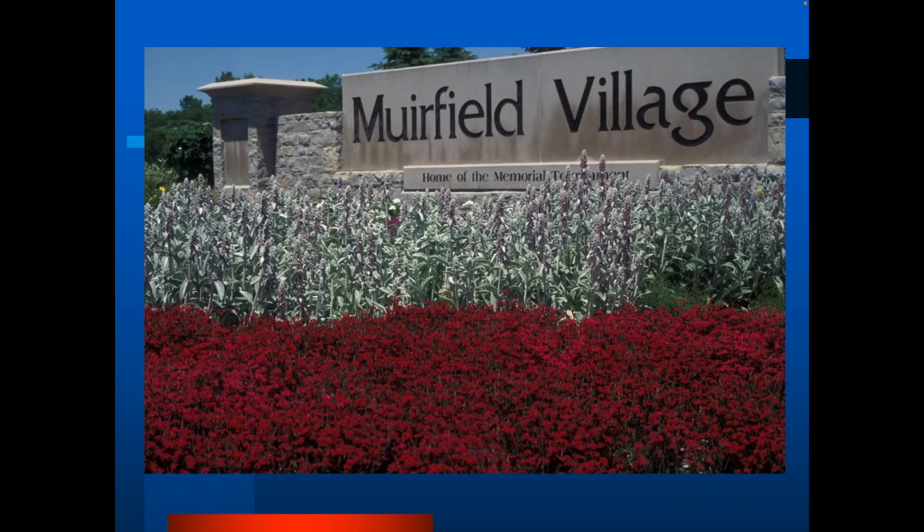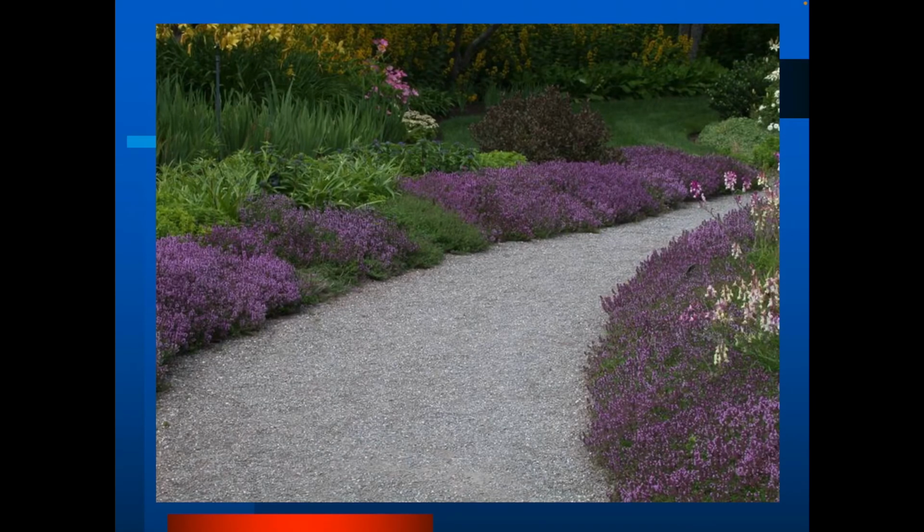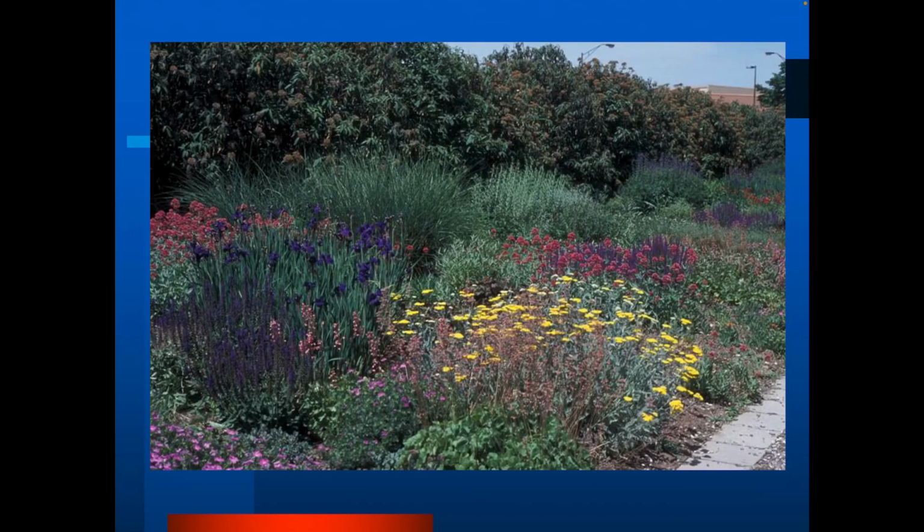There's our obligatory scarlet and gray. Separate plants that clash with your neutral colors, with your silvers, with your blacks, with your whites. You can also separate them with foliage plants. So a plain green goes a really long way to separating other things that might clash. Remember, everything in your landscape has a color and that color can have a function. So look at the color of the pathway here and how that really plays nicely with the purple that's next to it.